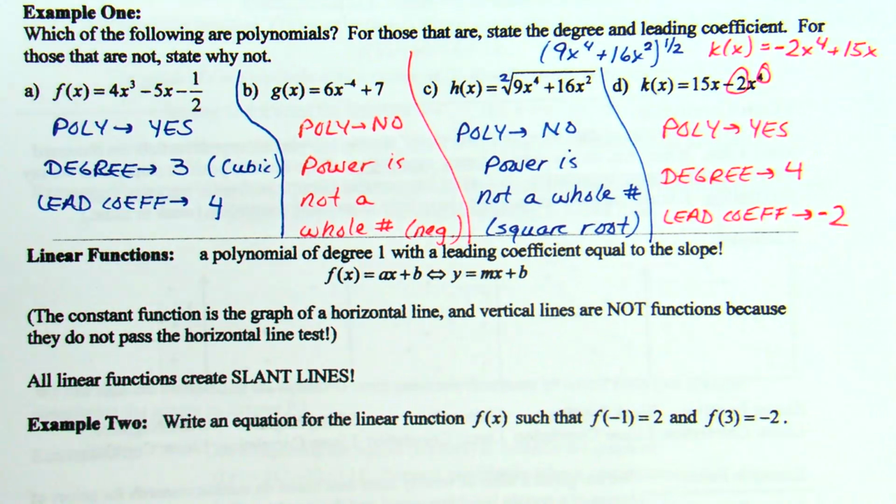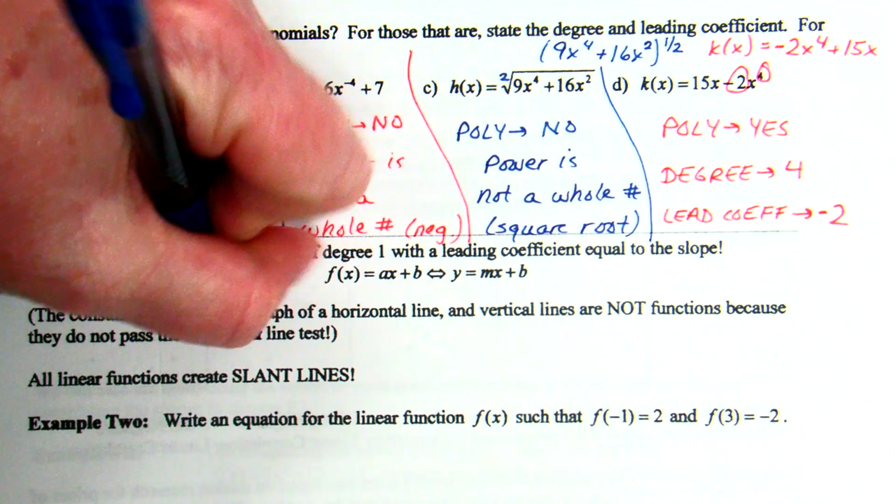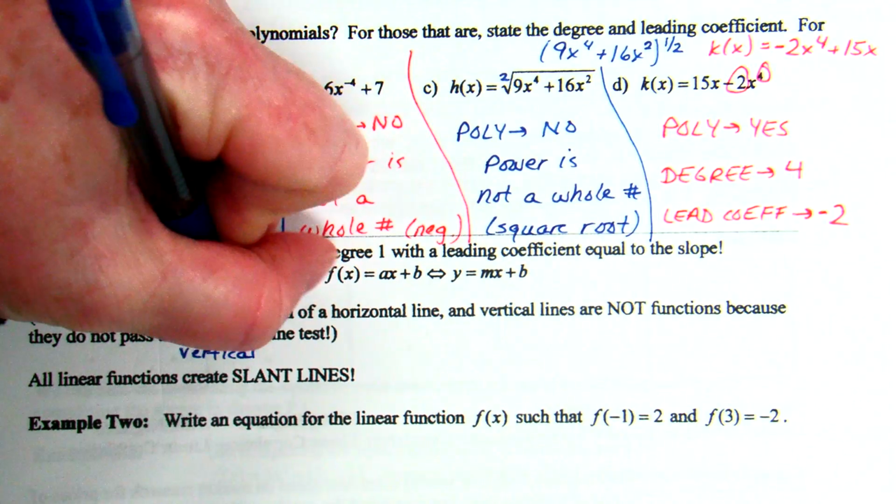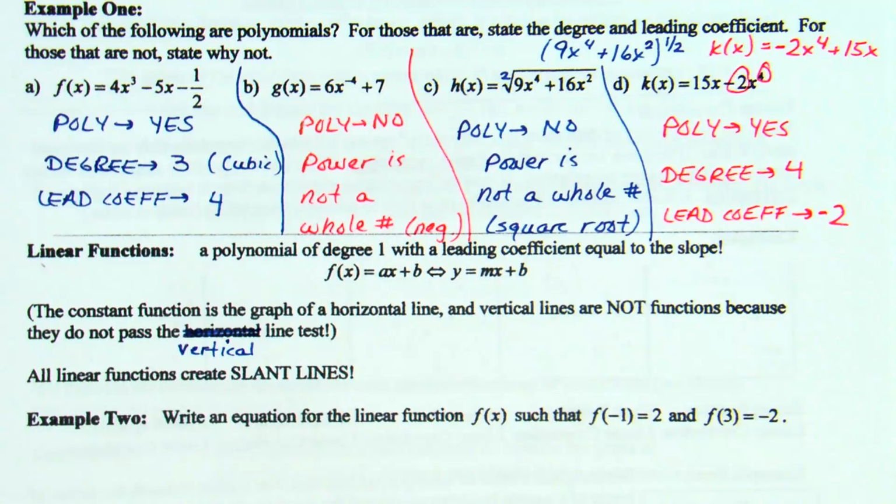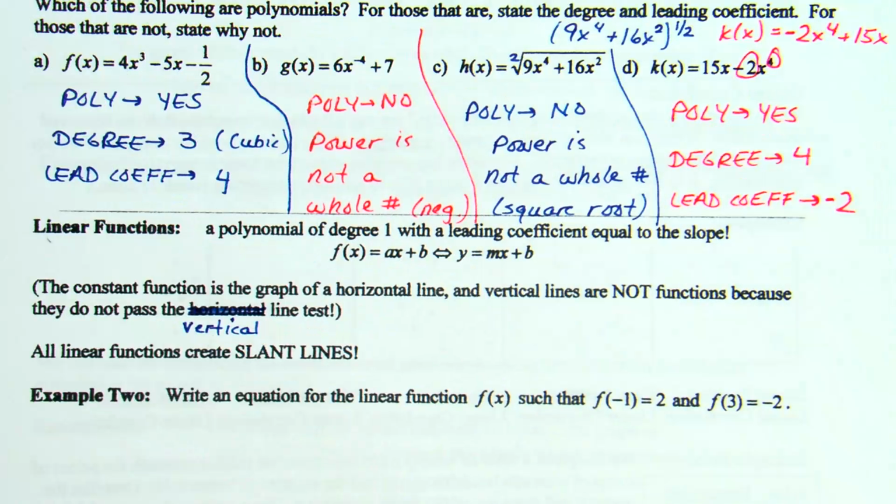Side note though, vertical lines are not functions because they do not pass the vertical line test. That's where I was not making sense to myself. Vertical lines are not functions because they do not pass the vertical line test. So something like x equals a number is a vertical line, and it can't pass the vertical line test. I'm back, okay?